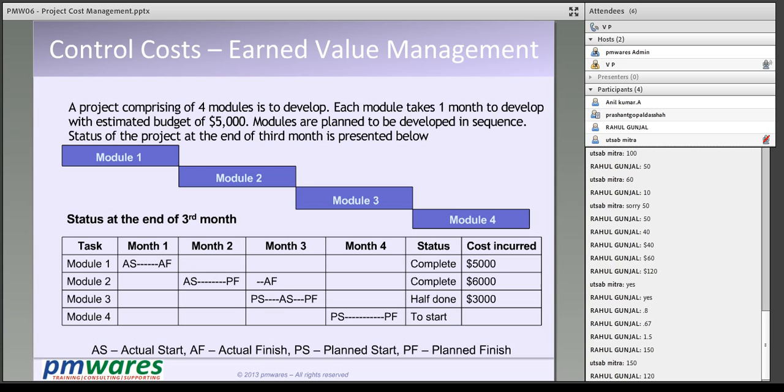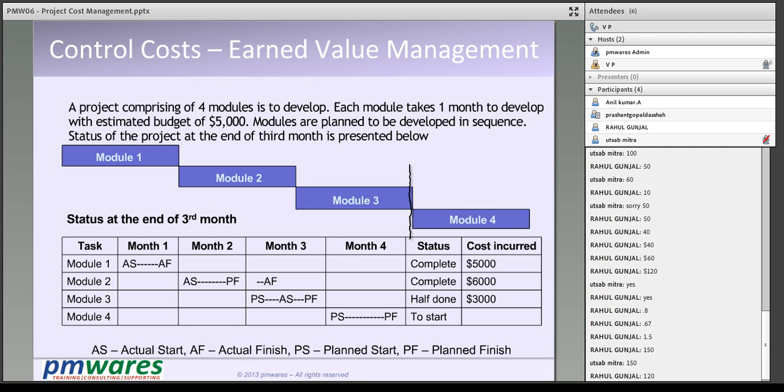So every module will be developed in 1 month. So there are 4 modules going in sequence, which will be developed in 4 months. Every module will spend $5,000. We are here, assessing the impact, assessing the progress. What progress do we see? This one started and finished on time, and we spent $5,000.